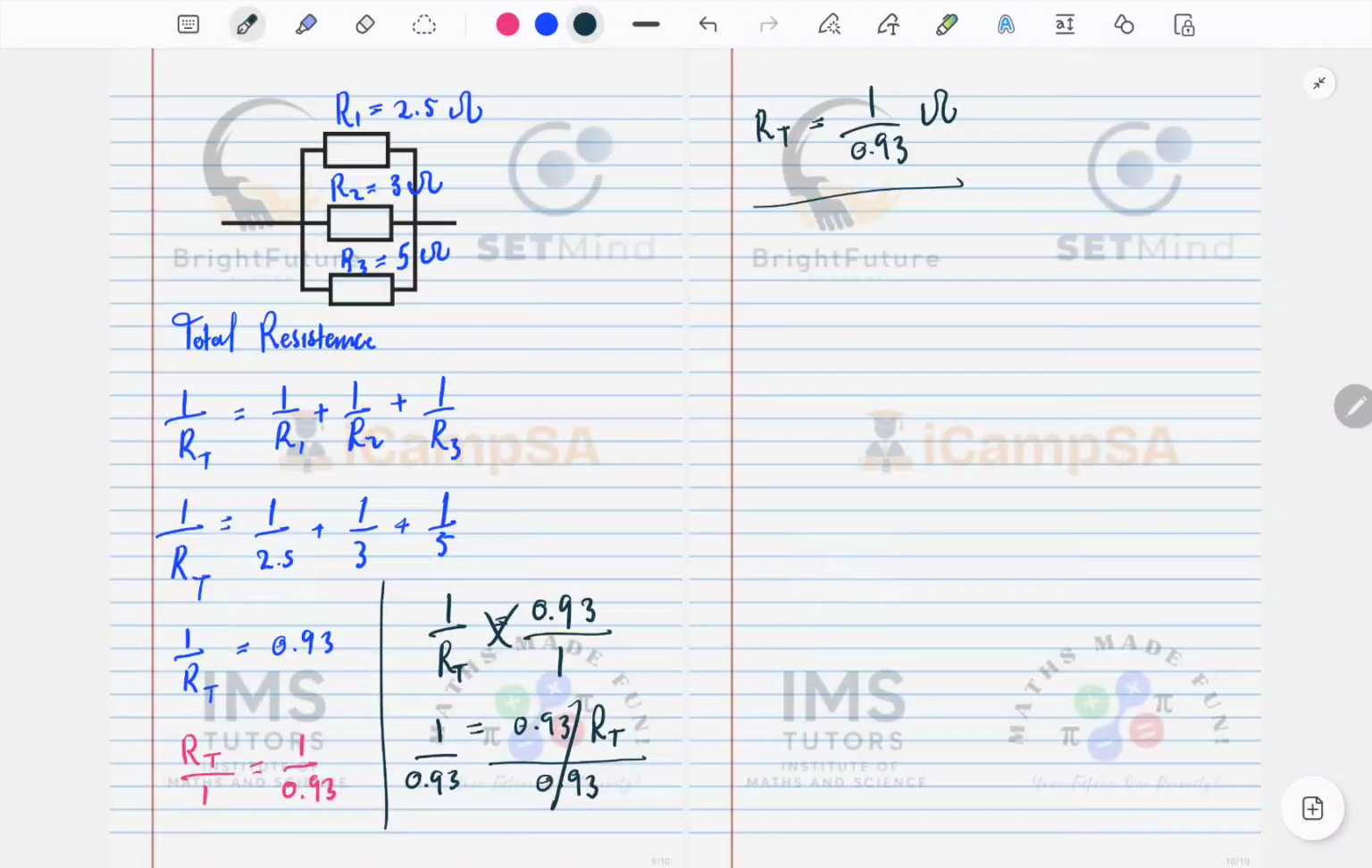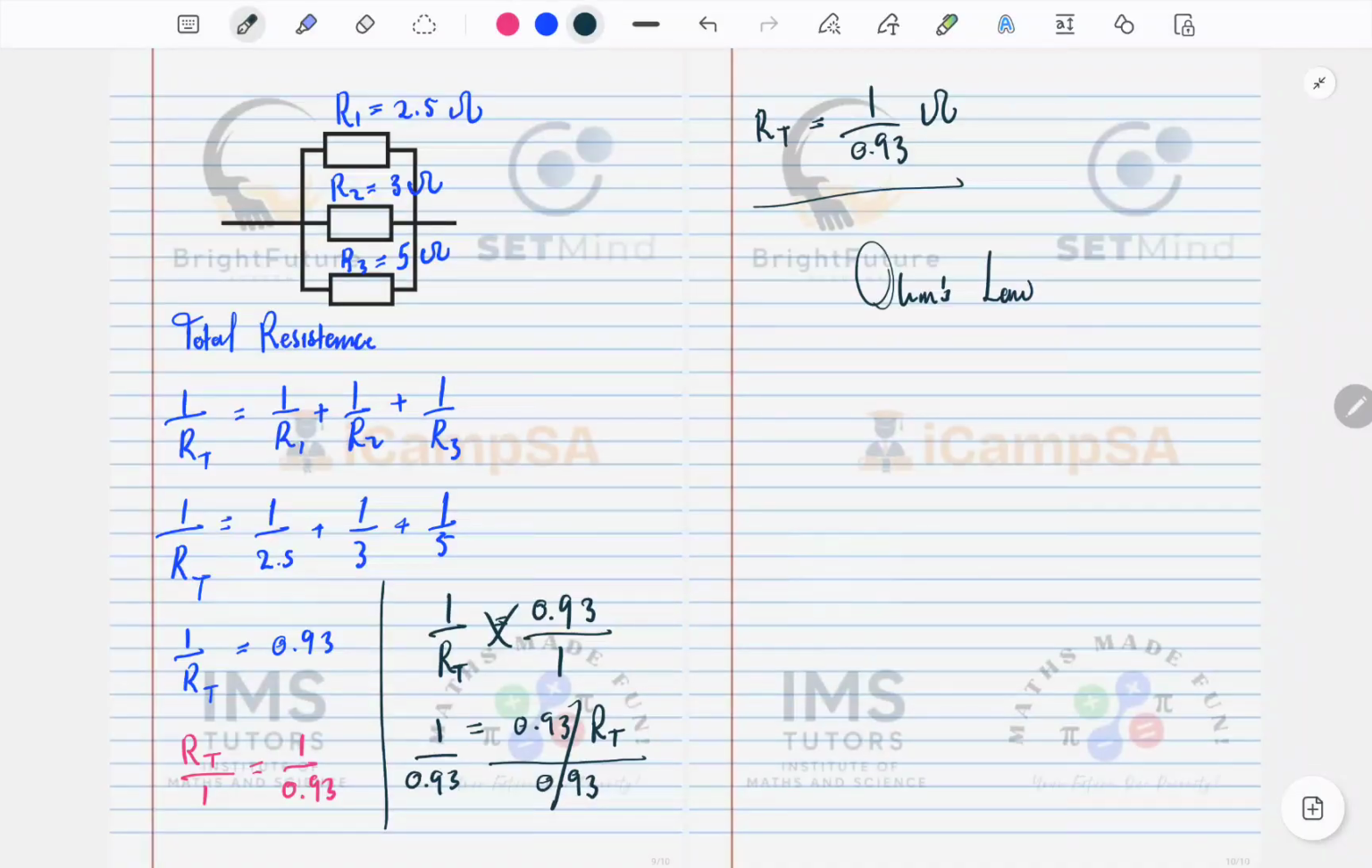Coolies, let's move on. Now remember I told you something about current. So current, you can calculate it using Ohm's law. We have something that we call Ohm's law.